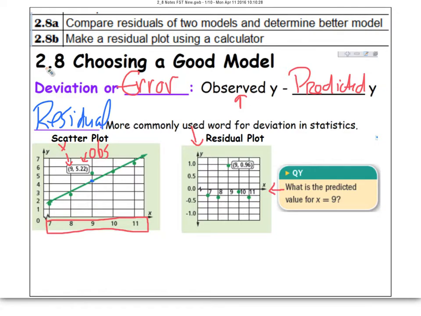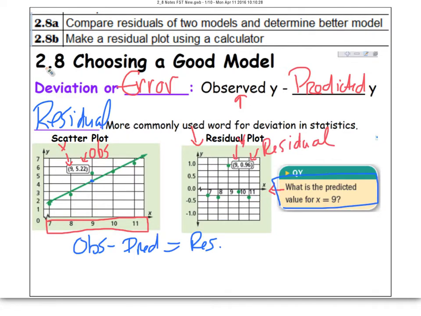So this here is a good question. They want to know what is the predicted value from this graph when x is 9. Well, remember the formula. Observed minus predicted equals residual. Well, they just told us here the residual is 0.96. The observation is 5.22. So 5.22 is that. I don't know the prediction quite yet, but I know the residual is 0.96.